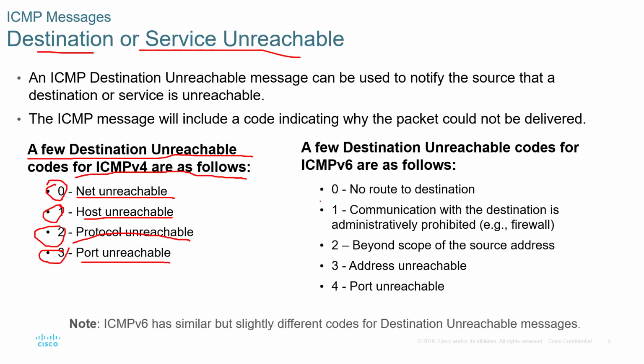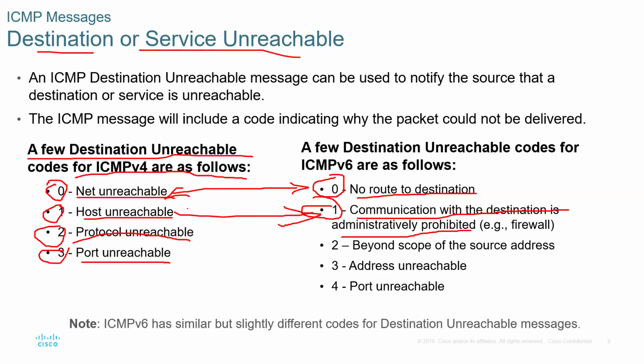For ICMP version 6, code 0 means no route to destination. And when they say no route to destination, it's like saying network is unreachable, so they are similar. Then code 1 says communication with the destination is administratively prohibited, probably by a firewall. It is similar in that you cannot reach the device, and this time around, it is specified that it was blocked.